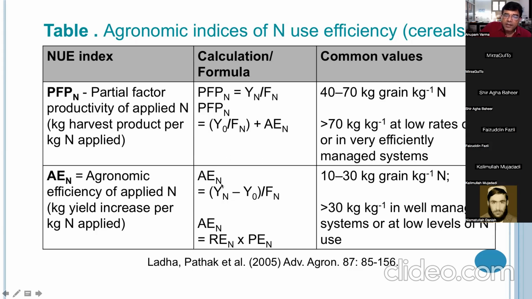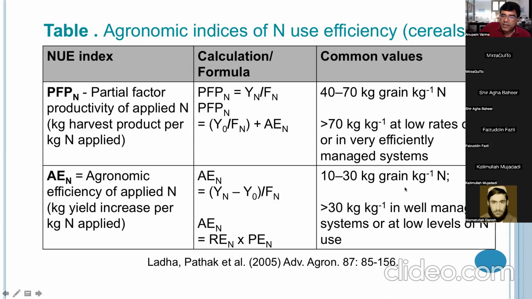So Yn is yield from the nitrogen applied or nutrient applied plot minus yield from the control. So you see here the yield from the control is subtracted. So contribution of soil, because in control, nitrogen can come only from one source, that is soil. So here Y0 means nitrogen or nutrient is contributed just by soil. So you deduct it, you subtract it. So Yn minus Y0, yield at nitrogen treated plot minus yield in control divided by fertilizer nitrogen applied.